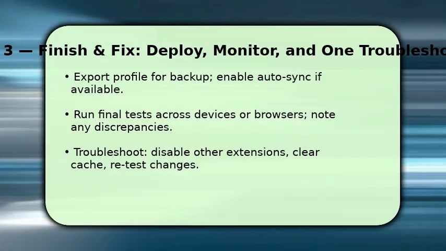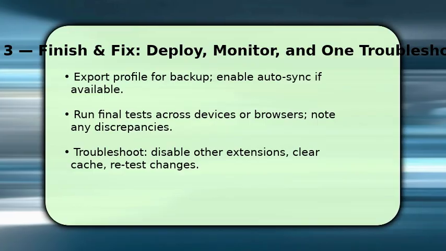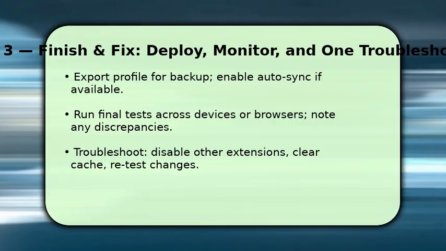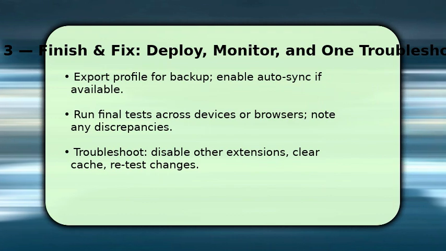This confirms robustness. If you encounter failures, first disable other extensions that might conflict, then clear the cache and retest. Often this resolves timing or resource issues. If problems persist, revert to the previous saved profile and reapply changes incrementally until the faulty rule is identified.